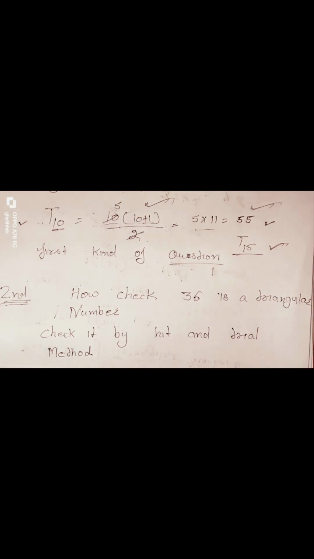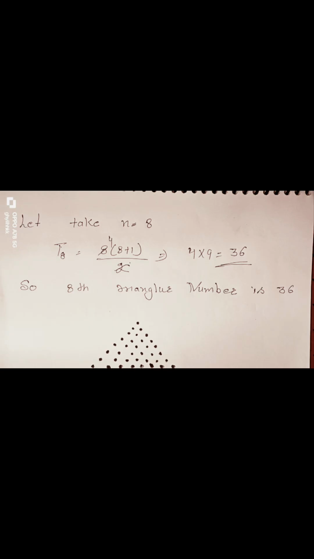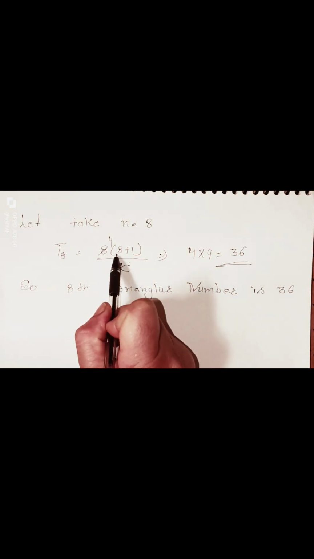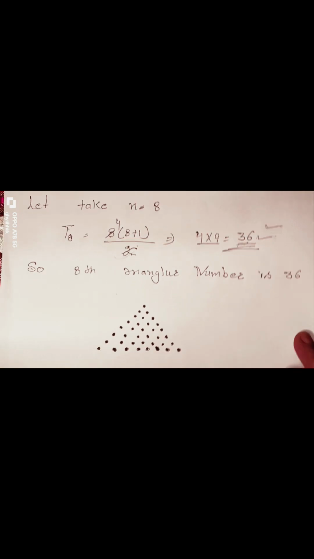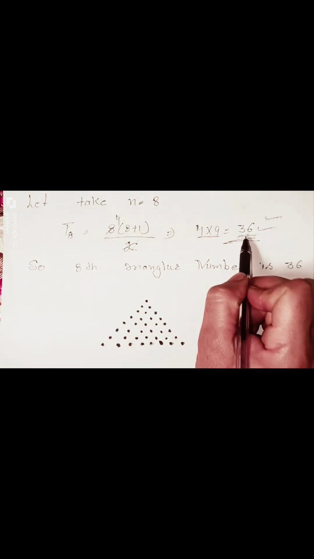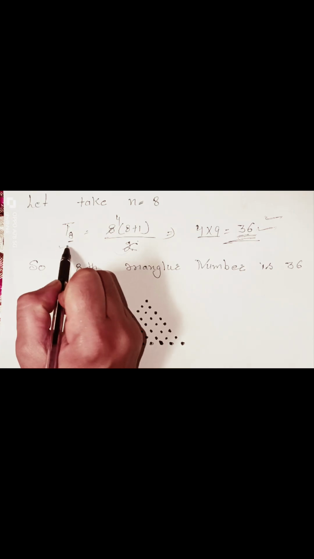So what kind of other questions can be asked from these triangular numbers? Check whether 36 is a triangular number or not. Here we are using the hit and trial method to find out whether 36 is a triangular number or not. Let's take n equals 8. Place 8 into (8 plus 1) by 2 and solve, we will get 36. So if the answer is 36, then 36 is a triangular number. What do we get from here? 36 is the 8th triangular number.